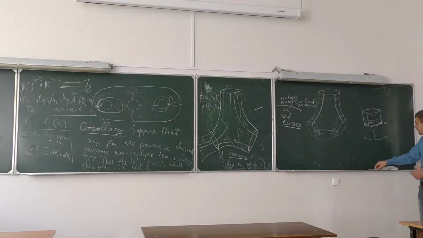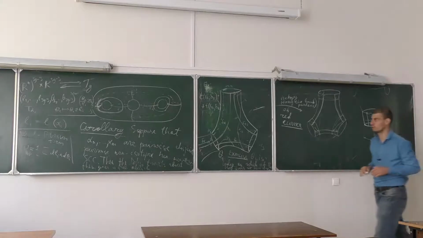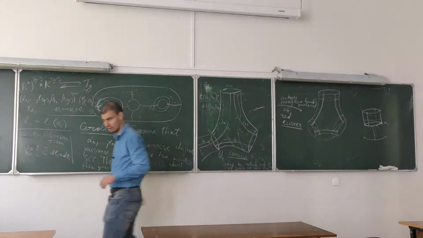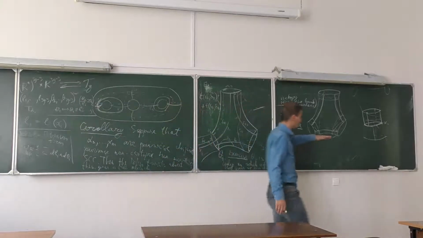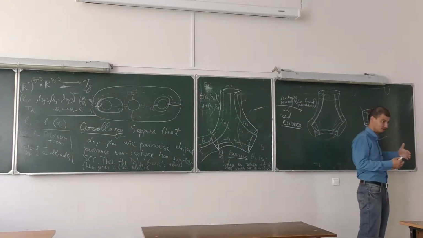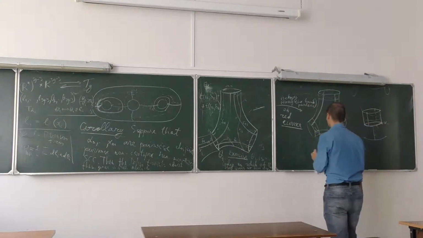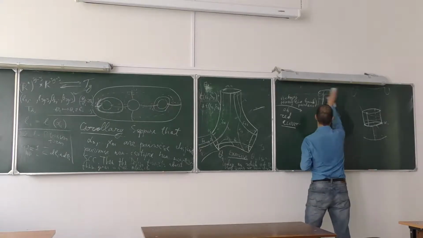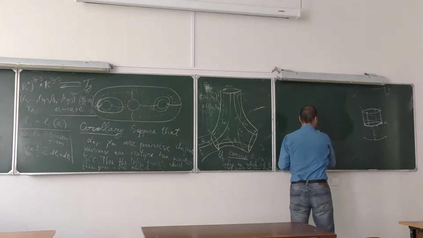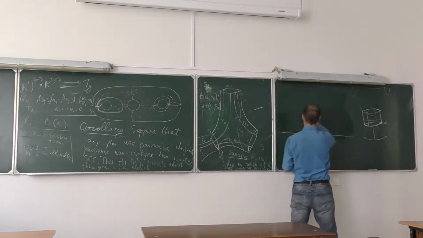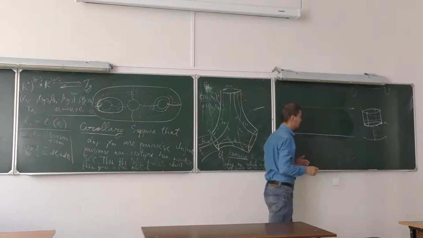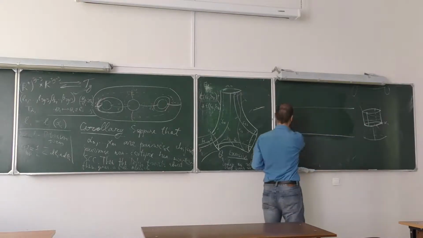Now let us cut this cylinder and look at its universal cover. Not the universal cover of the whole surface, which is maybe something complicated, but I would just like to cut this cylinder and look at its universal cover. How does it look? It looks very easy. It's just a strip divided by this alpha i into two parts.